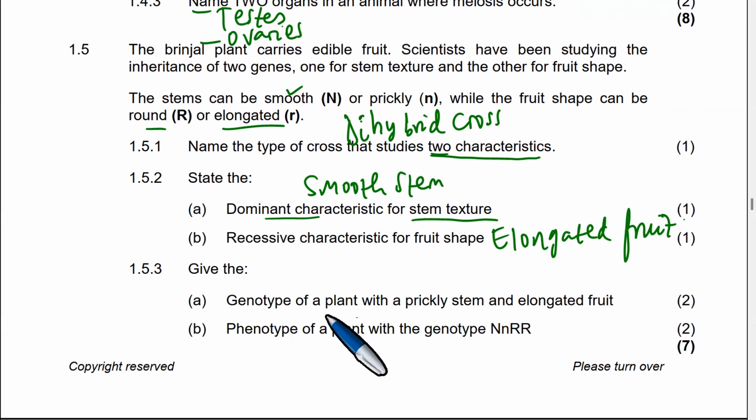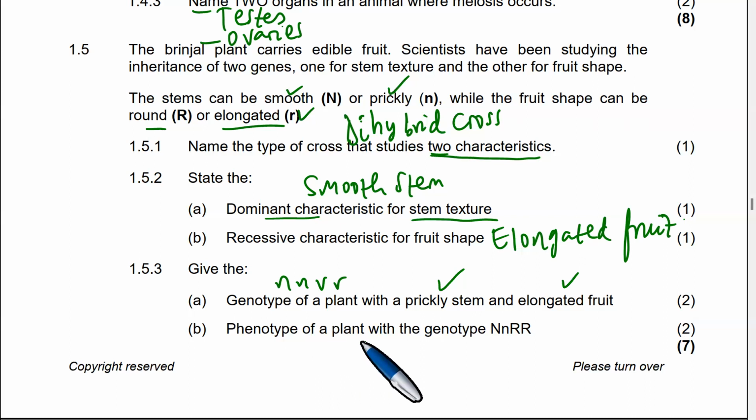1.5.3, give the genotype of a plant with a prickly stem and elongated fruit. The stems can be smooth or prickly, while the fruit shape can be round or elongated. So the genotype of a plant with a prickly stem and elongated fruit is going to be nnrr.